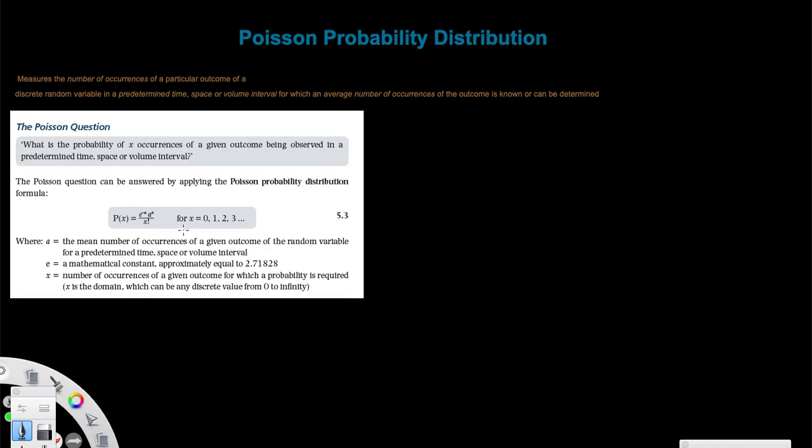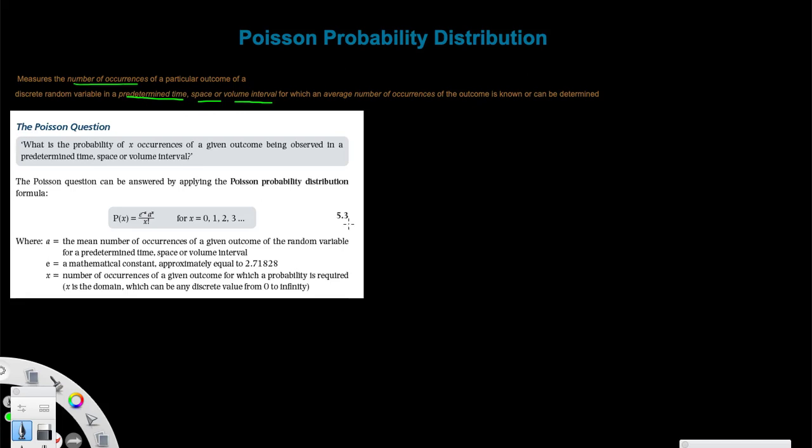With Poisson probability distribution, one of the biggest differences is that we are measuring the number of occurrences of a particular outcome of a discrete random variable, but this time we are looking at it in a predetermined time, space, or volume interval.